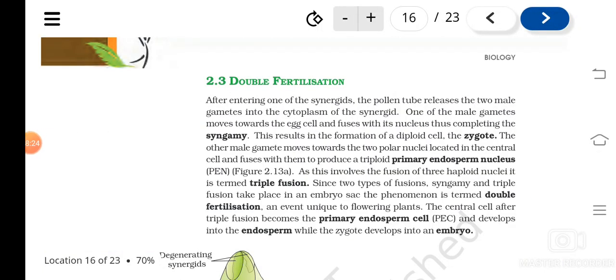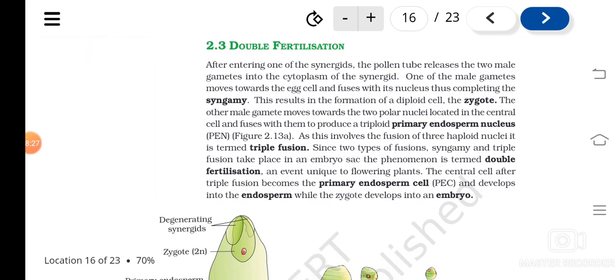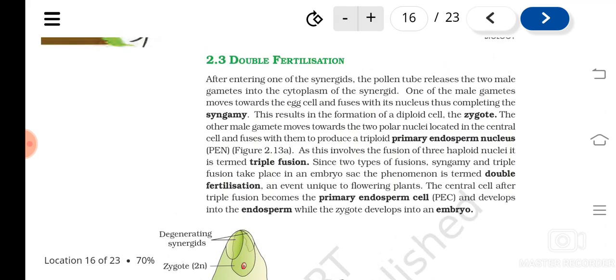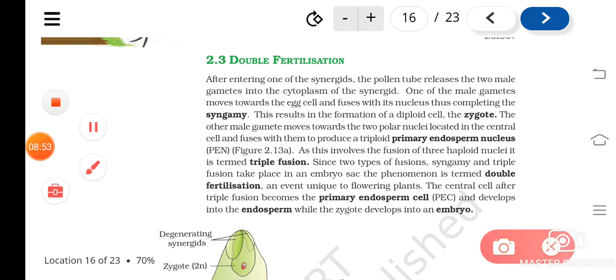So if the pollination is successful, what will happen? I told already, isn't it? The two male gametes will come through the pollen tube and enter into the ovule. And in the ovule, near the micropylar end, the egg apparatus is there. One of the male gametes will fuse with the egg and form the diploid cell, known as the zygote, and the other male gamete will fuse with the polar nuclei and form the primary endosperm nucleus, PEN.